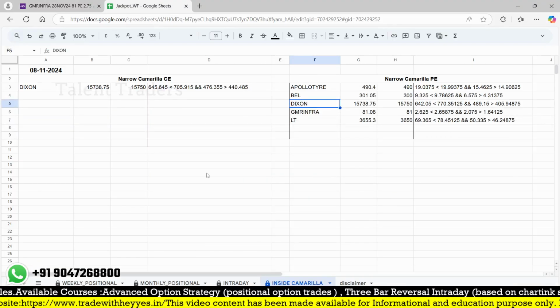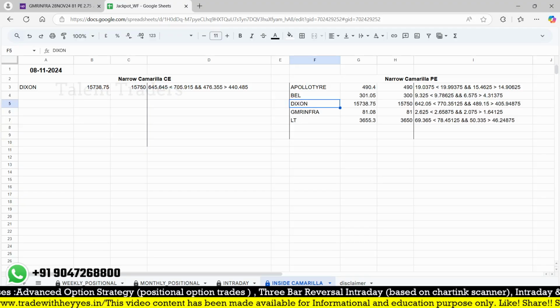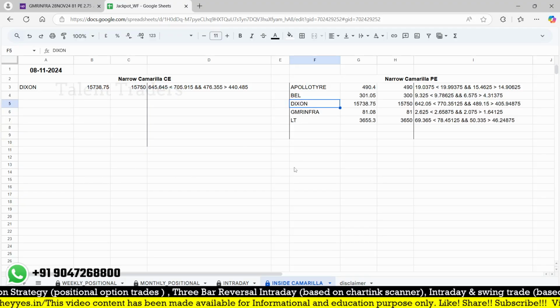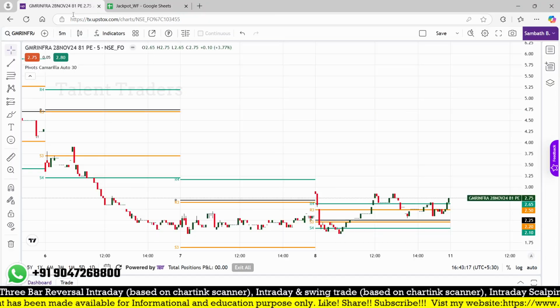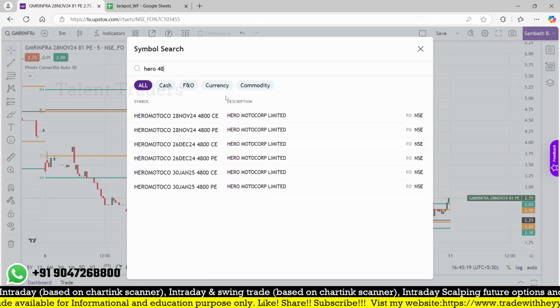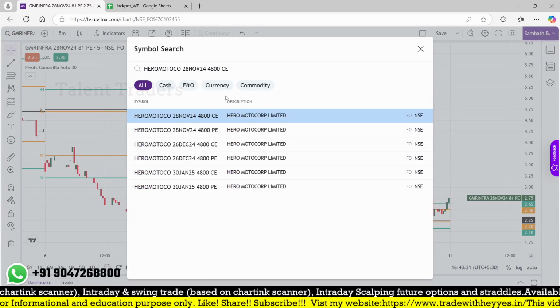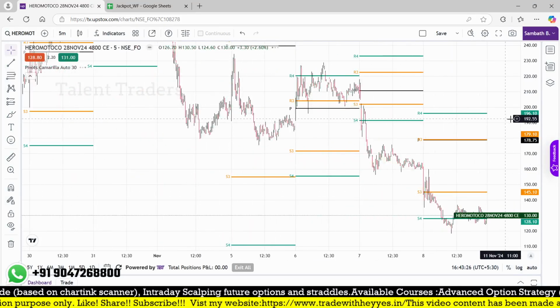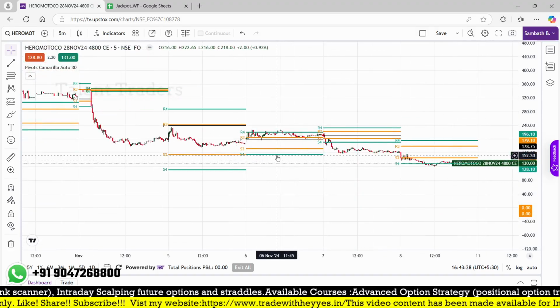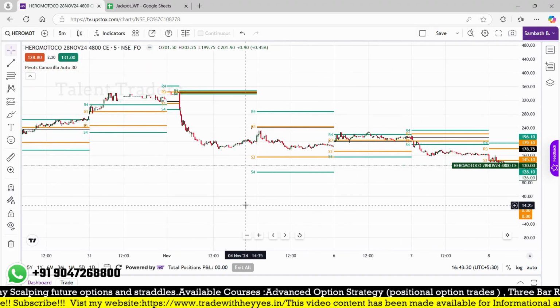So let me check previously what stocks formed such a pattern. I have some list of stocks. Hero Motor 4800, sorry, Hero Motor. Daily I'm updating this. The 4800 call option formed on the 6th of the month. Okay, the 6th of this month, which formed an inside level. Why did it form on the 6th of the month?